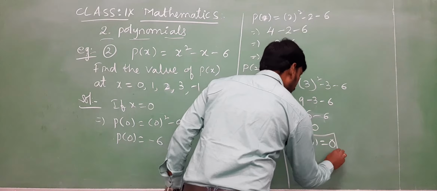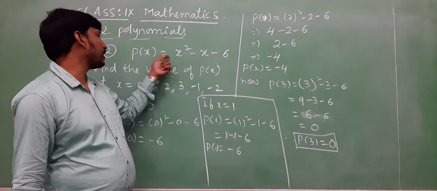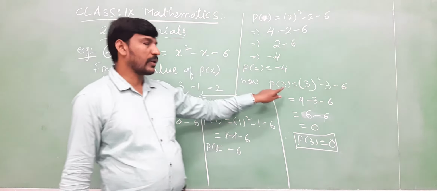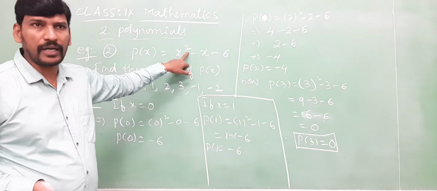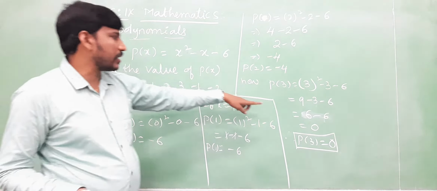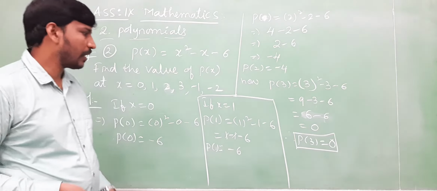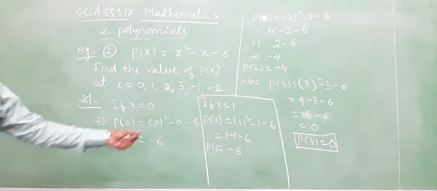Okay, so this is very important. This is the zero of the polynomial. Okay, what is a zero of the polynomial? For p(x) equal to x squared minus x minus 6, 3 is one. We got one zero. Depending on the degree, you can say that it has at most 2 zeros. Okay, we got one zero. We need to find out the other one also. Okay, just copy this. We are going to find out for minus 1 and minus 2 also.